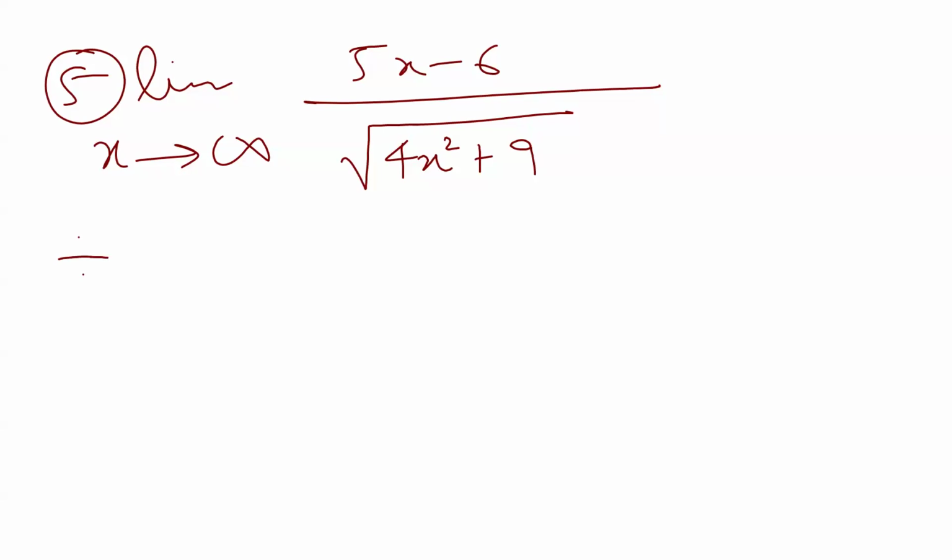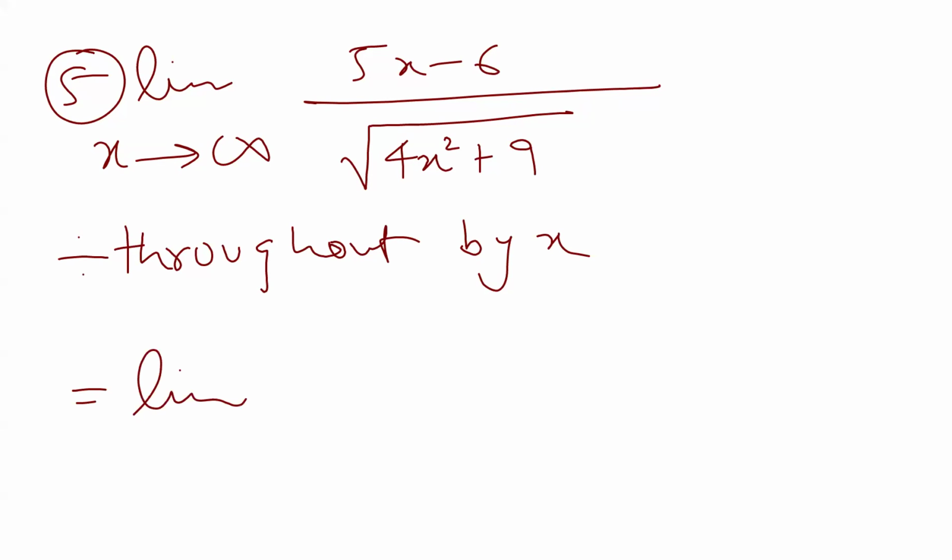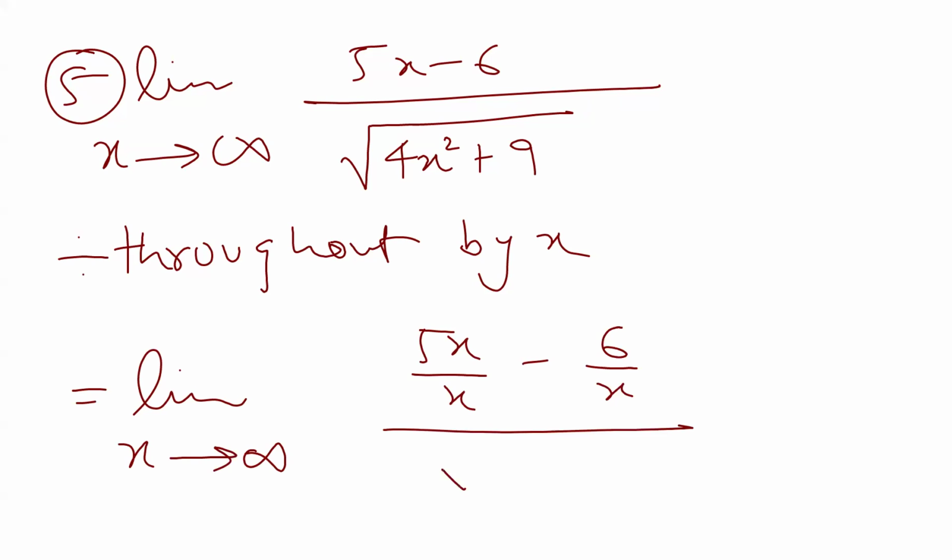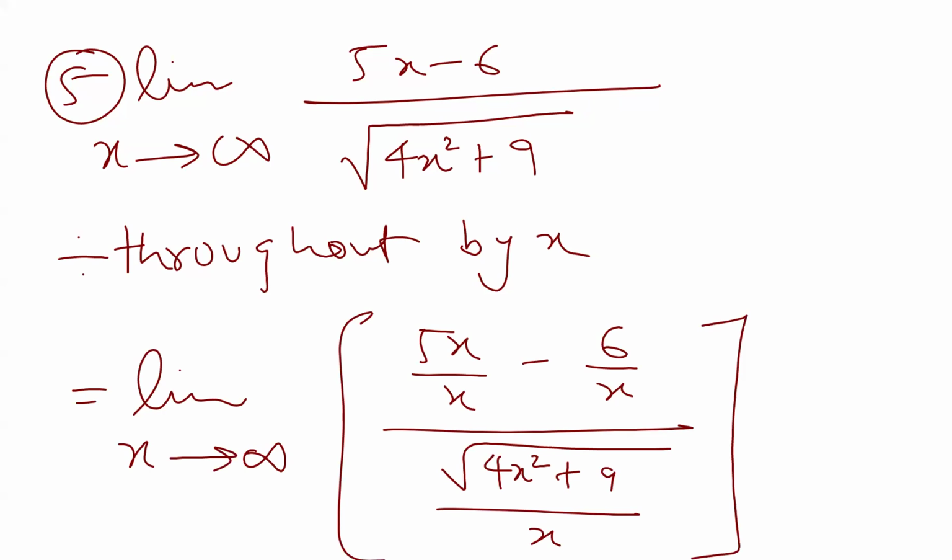We will divide throughout by x. See, down there is root. Now root of x square is x. So limit, each and every term you divide it with x. 5x upon x, 6 upon x, the square root of 4x square plus 9 upon x. Each and every term. Now here x is getting cancelled. We are left with 5.